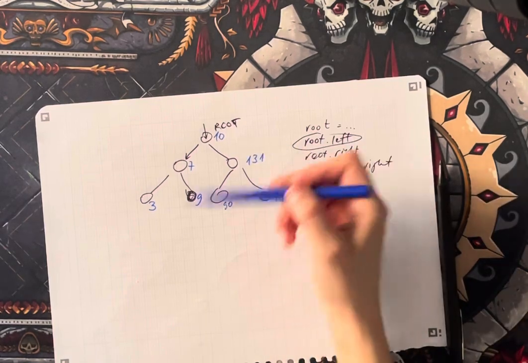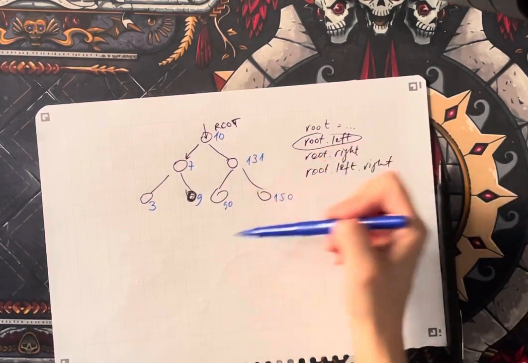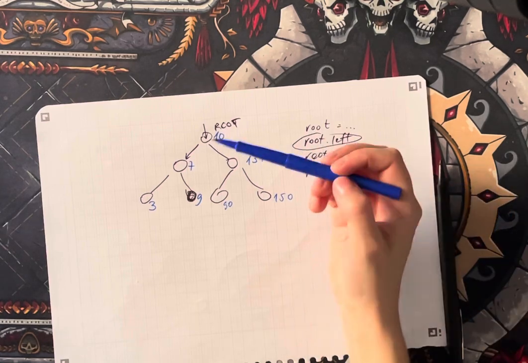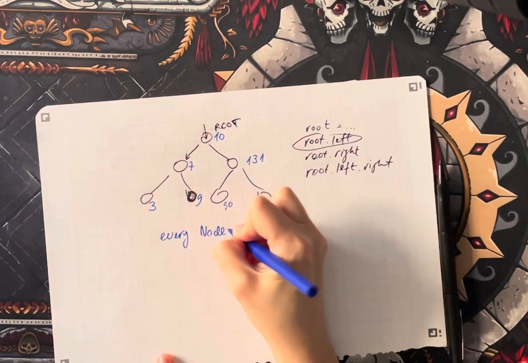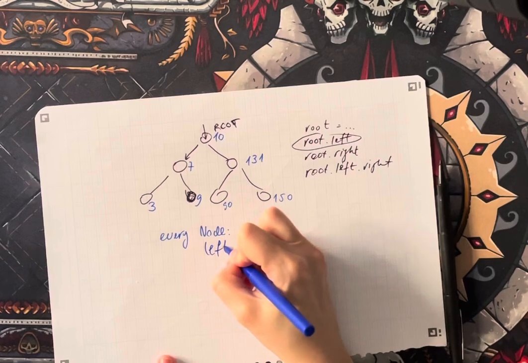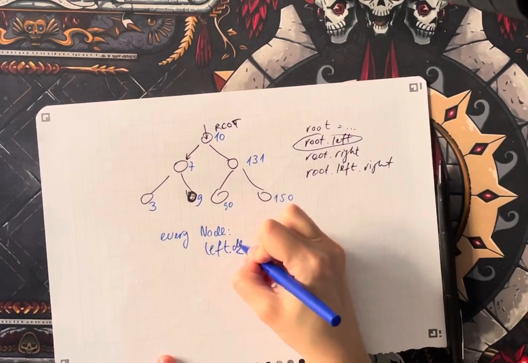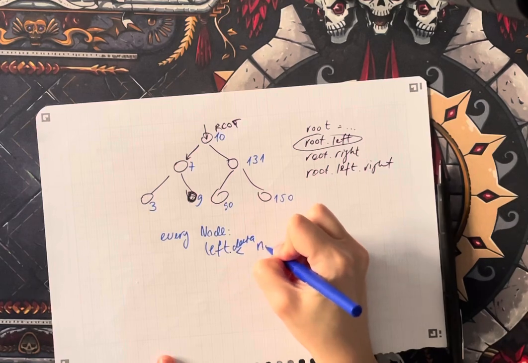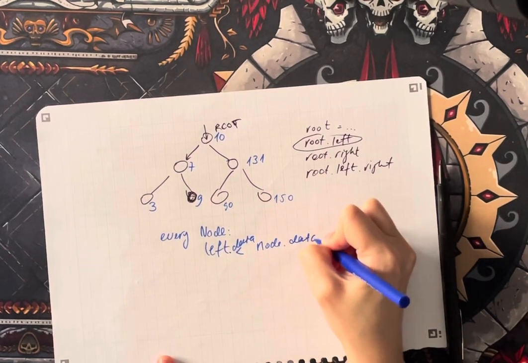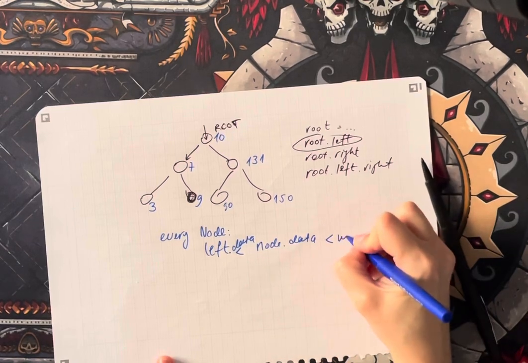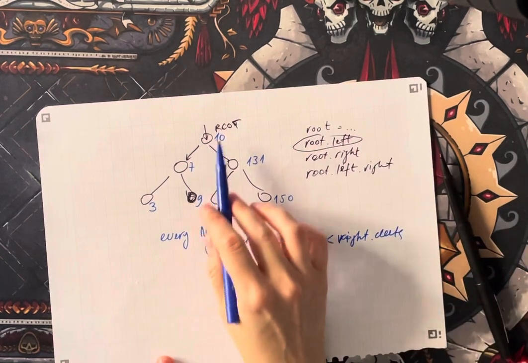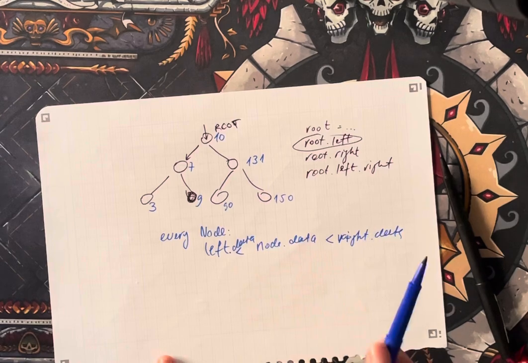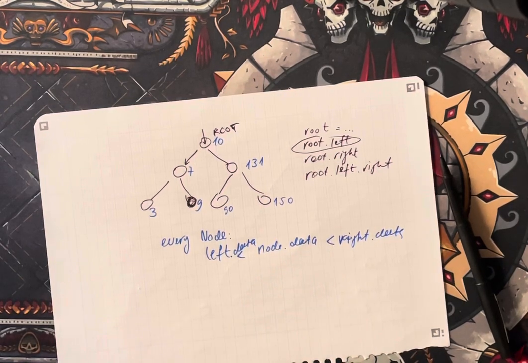So maybe you notice an interesting property of this tree that I defined, which is that for every node, the left element is smaller than the node element, and the node element is smaller than the right element. So 7 is smaller than 10, 10 is smaller than 131. Why is it important? Well, it is basically a binary search tree, right?